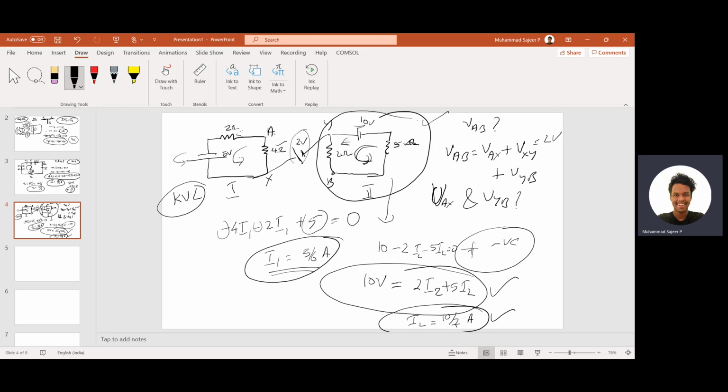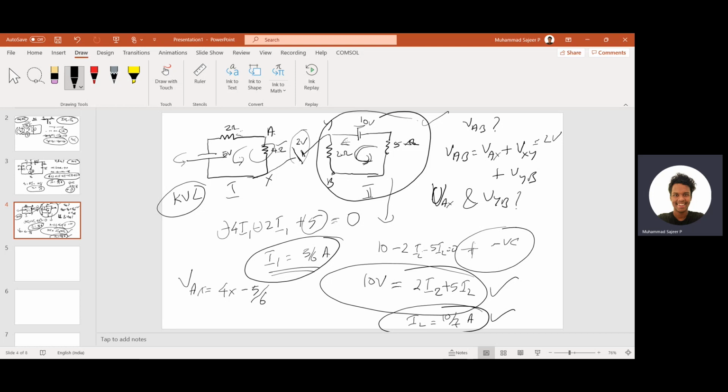If you know I1 and I2, how do we get the voltage? We know Vx should be equal to, we have a 4 ohm resistance here, so 4 ohm into current, right? So 4 into minus 5 by 6. How did I get minus 5 there? Think about it.